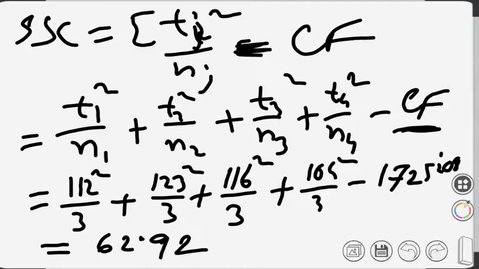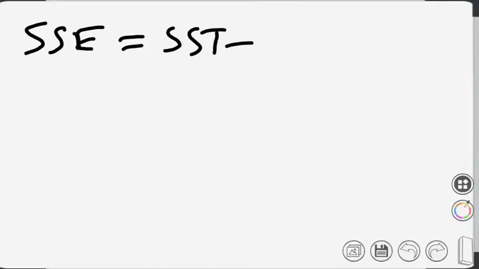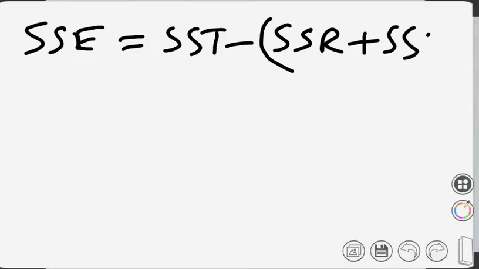Shibabrata, how much did you get? 62.92, sir. So we have got that, has everyone written it down? You have to use a scientific calculator, otherwise there is a lot of trouble. Okay, then we have to find out SSE. SSE is SST minus SSR plus SSC. So how much did SST come out to be?